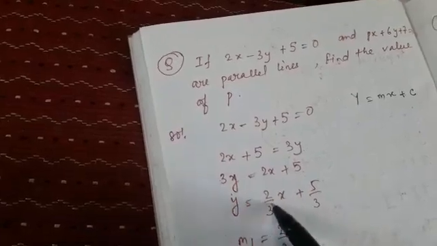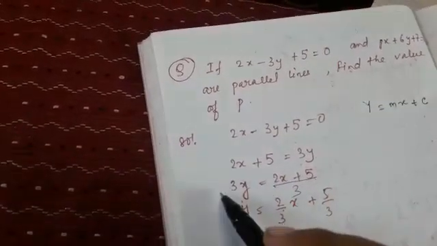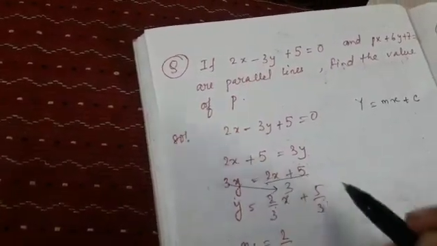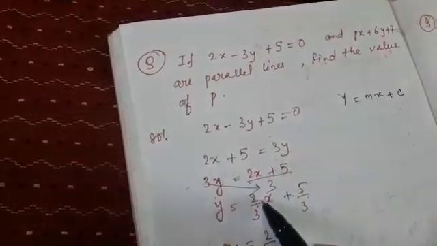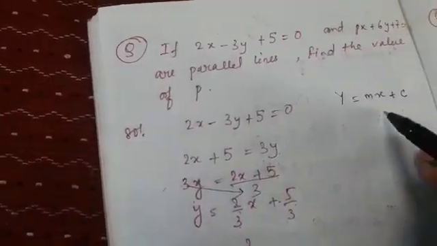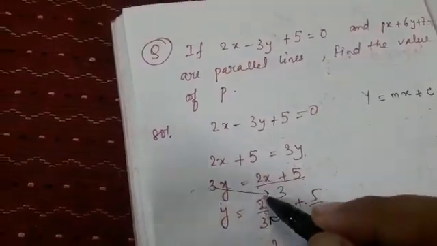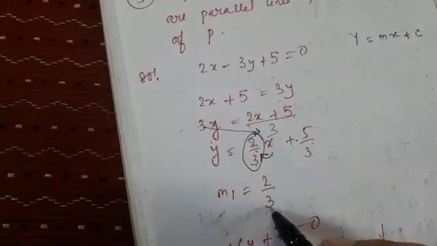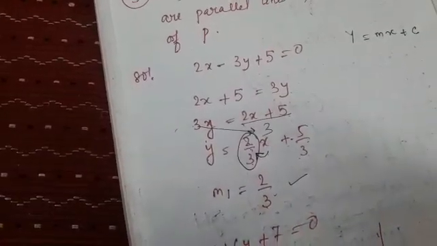Now you bring this 3 down, that is you divide by 3, you bring this 3 down and split it separately so that to arrange in y equal to mx plus c format. So you will get 2x by 3 plus 5 by 3. Now comparing with this equation y equal to mx plus c, you are getting the m over here is 2 by 3. So m1, if we will denote the slope of this line as m1, so m1 is equal to 2 by 3 is the slope of this line.